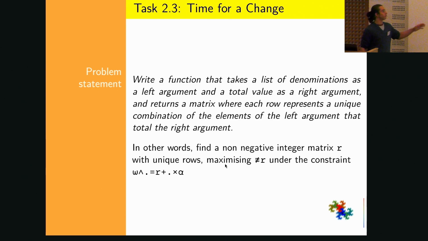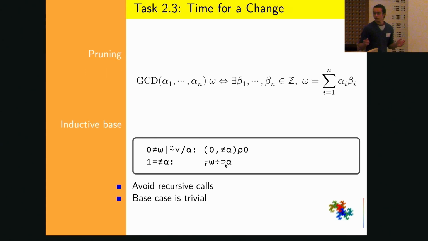So we want a non-negative integer matrix R with unique rows, maximizing the length, under the constraint that the matrix product of this with the left argument is composed of all entries equal to omega. Right, so how do we implement this? We do some recursion. And recursion can get a little bit dangerous when you talk about combinatorial problems. So I thought it might be nice to try some pruning.